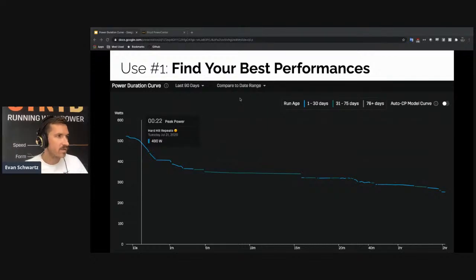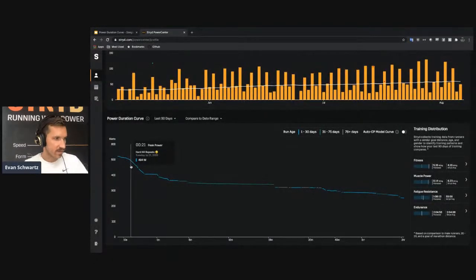Let's actually jump into PowerCenter really quick and look at this sort of example here. So we can see this activity right here, hard hill repeats from Tuesday, July 21st, takes my 32-second ability all the way down to my 1-second ability. This is my best power output over the past 90 days, which I was super happy with. We can actually go in and view this run.